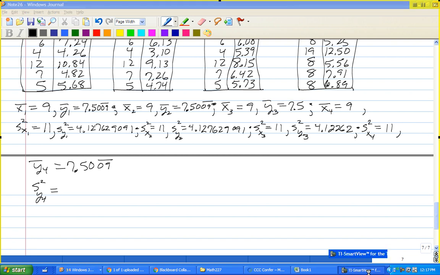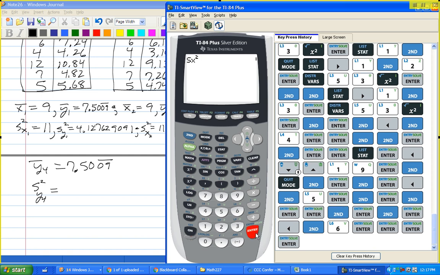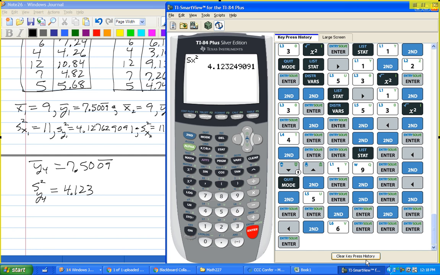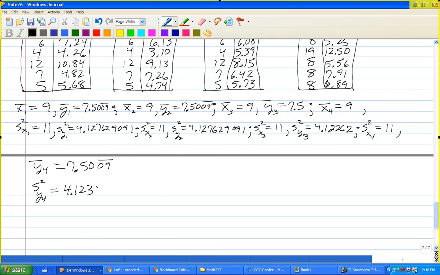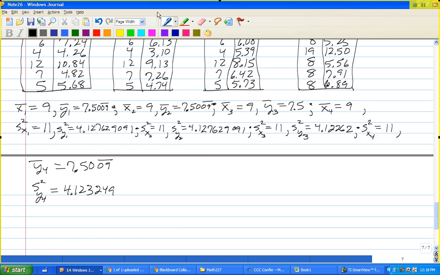Okay, and let's look at the variance. Is 4.123. $249.091. Okay, good. And then lastly, let's figure out the R's, the regression lines.